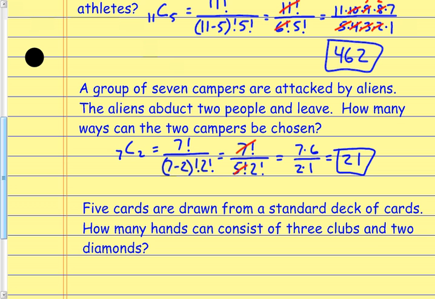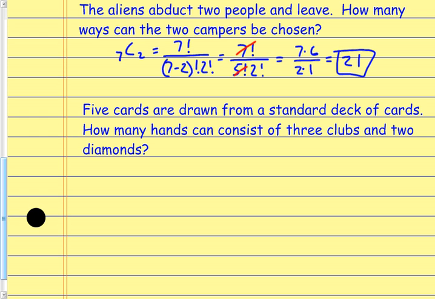If I look at this last one, this one's a little bit more complicated. I've got 5 cards are drawn from a standard deck of cards. I want to know how many hands can consist of 3 clubs and 2 diamonds. This one's tricky because essentially 2 things are happening here. I've got clubs that are being chosen, and I also have diamonds that are being chosen. And so I actually need to do a combination for each of these. And it's a combination because order doesn't matter.